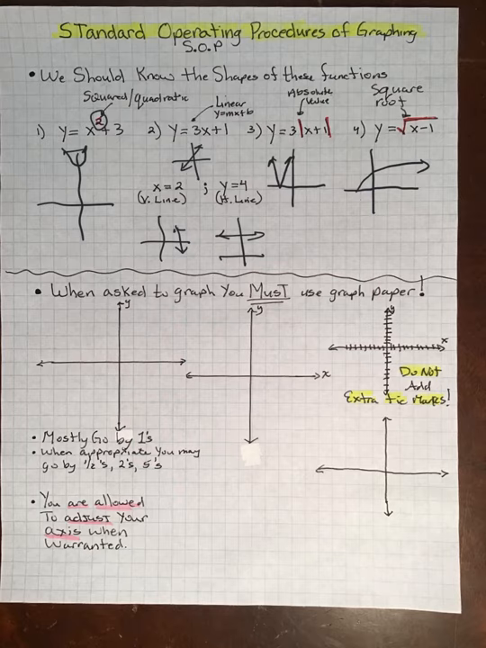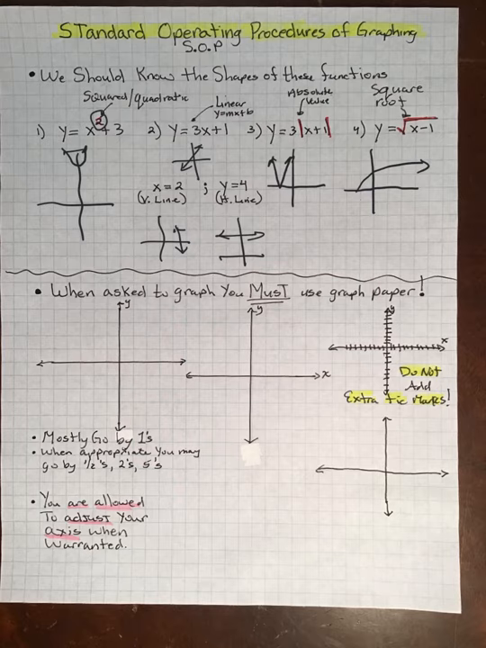So when you are asked to graph parabolas or graph period, you should always graph using graph paper. It's a must. You have to. So if you have to go purchase it, or if you have to go to modules and print out some graph paper, you cannot make up your own graph paper. So you need to have your graph paper.